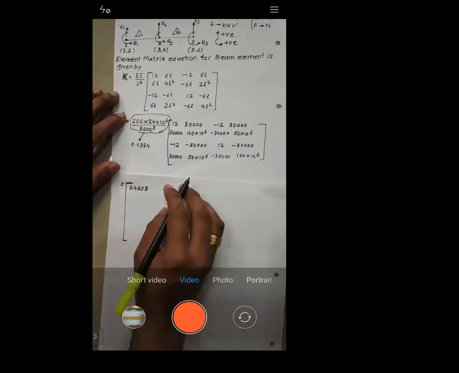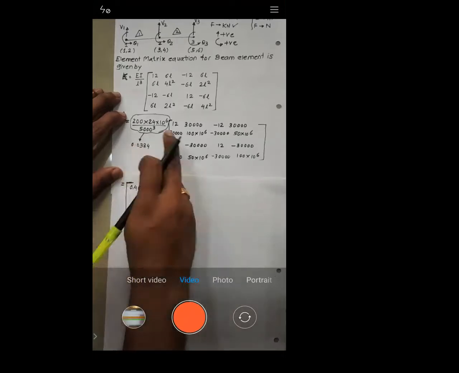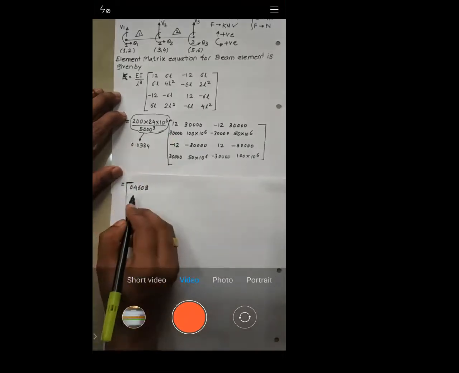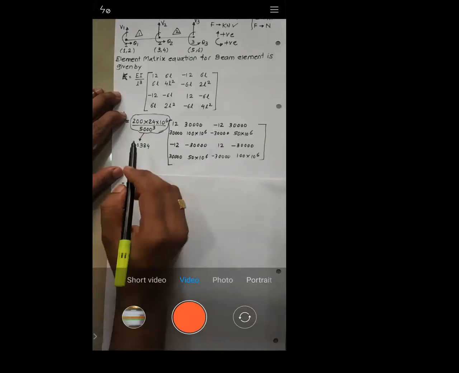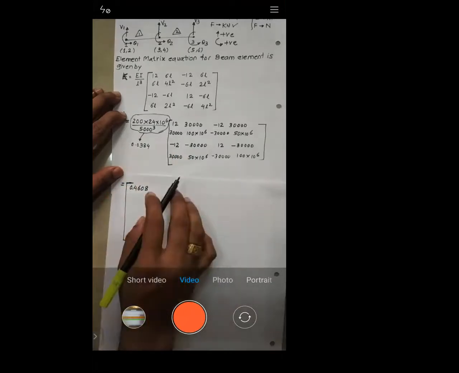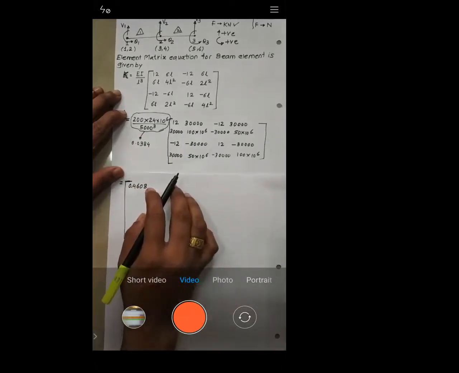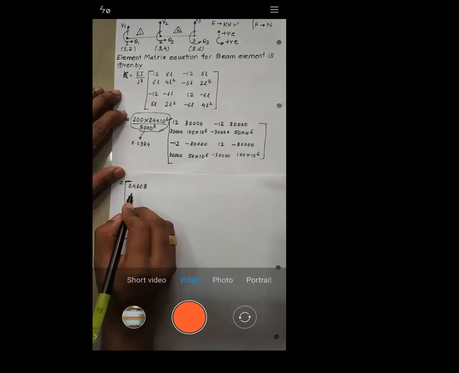0.4608. Right? Now you multiplied this by 30,000. Let me know immediately. Multiplied by 30,000. 0.384 multiplied by 30,000 is 1152.